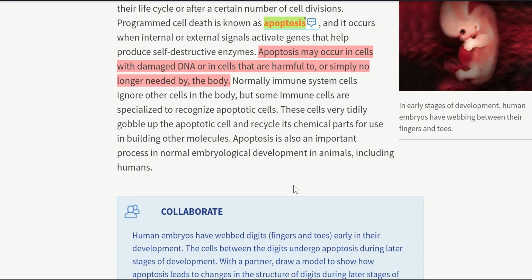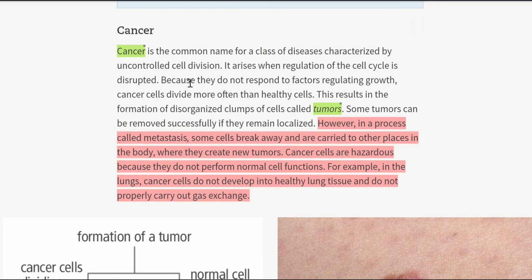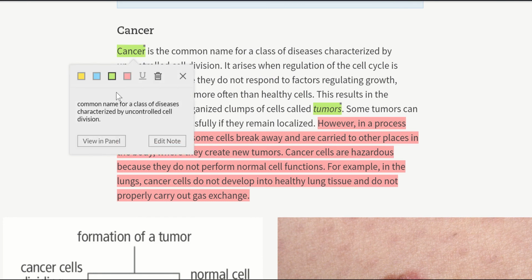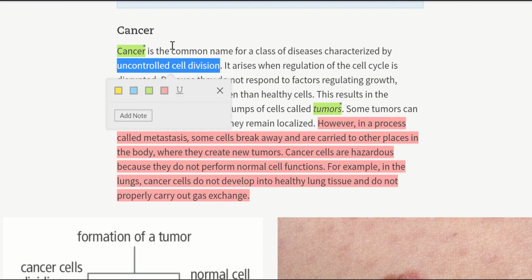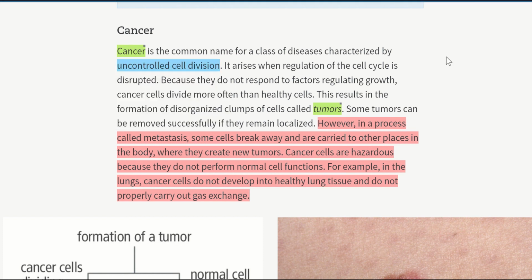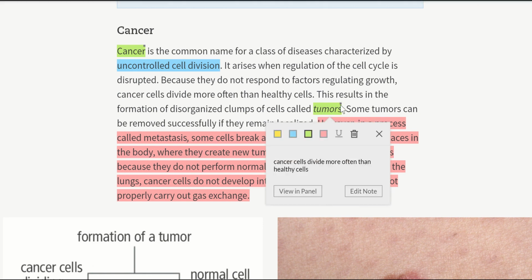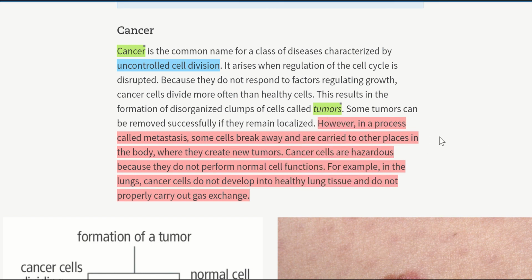It's going to die. Now we get to cancer, and cancer is one of the leading diseases that we're facing right now in science. This is the common name for a class of diseases characterized by uncontrolled cell division, and that's the important part here. The uncontrolled cell division is important because these cells we do not want to divide. And what a tumor is, and we'll click on this, a tumor is cancer cells that divide more often than the healthy cells.